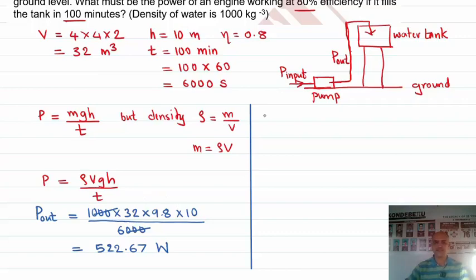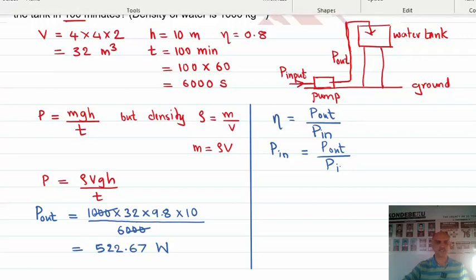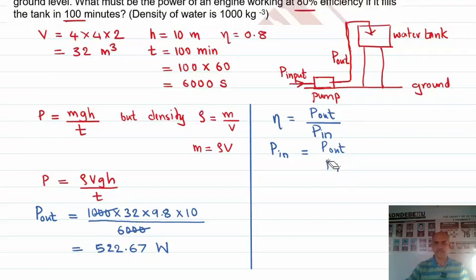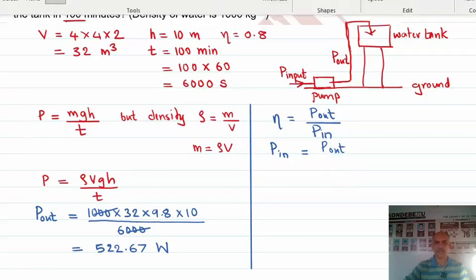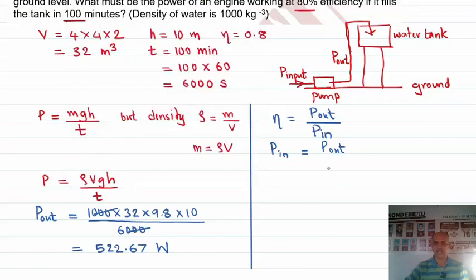By definition, efficiency is output by input, so power out by power in. Using this you calculate input power, that should be the power of engine required. So power input is power out divided by efficiency. So divide it by 0.8, you will have the answer, power out by efficiency.